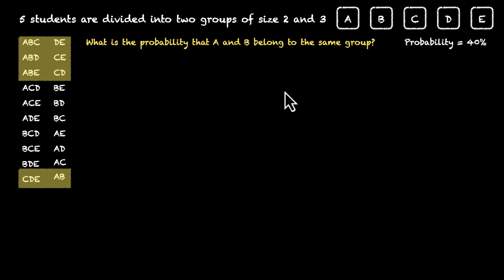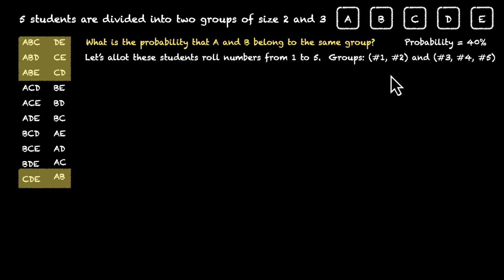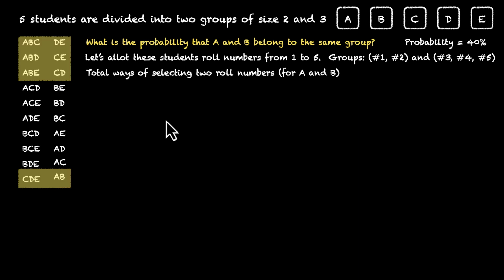But how do we make sense of this without forming this list? Here's an approach. Let's allot these students roll numbers from 1 to 5 and say that roll number 1 and 2 is group 1 and roll number 3, 4, and 5 is group 2. That's the other group. Shorter group and the larger group. Now our job is to select roll numbers for our friends A and B. Total number of ways is to select 2 out of 5 total roll numbers. That's going to be 5C2, 10 ways. So this is going to be our denominator in the probability.